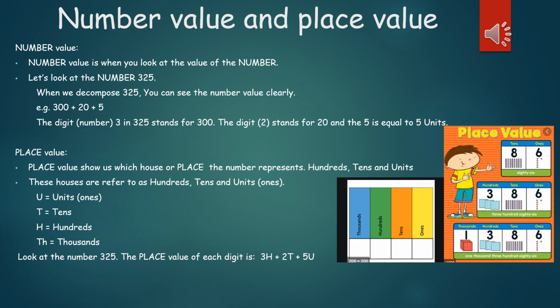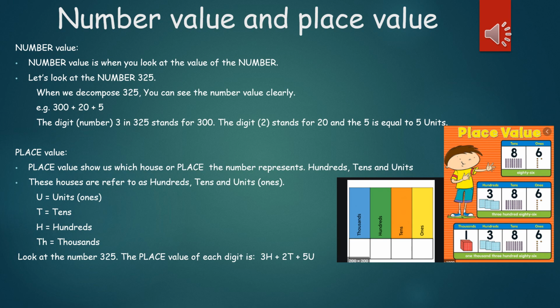The digit or the number 3 in 325 stands for 300. The digit 2 stands for 20, and the digit 5 is equal to 5 units.